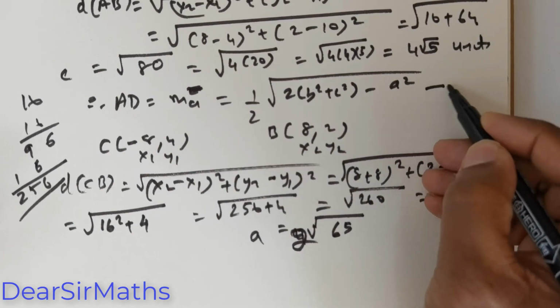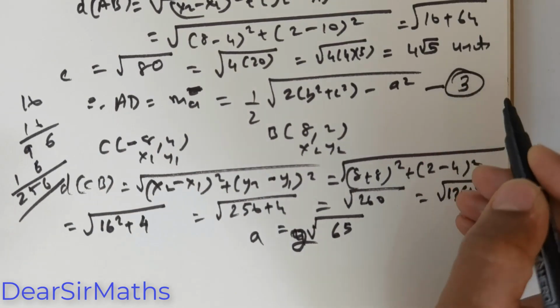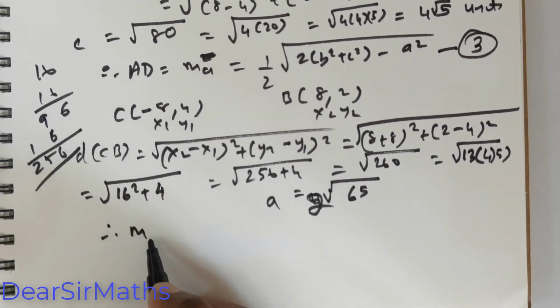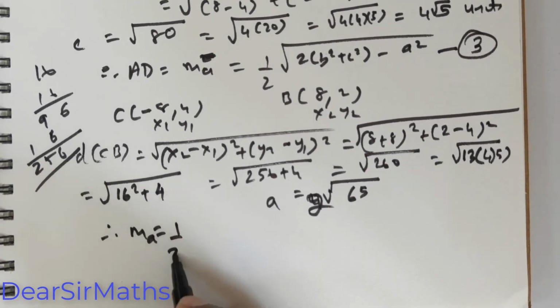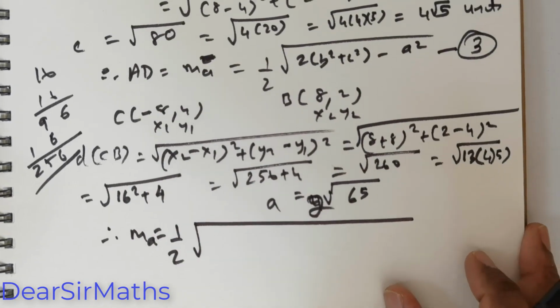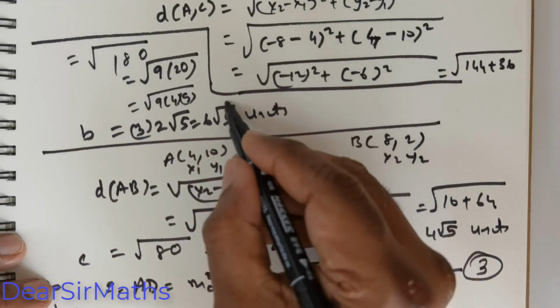So substitute it in the formula. What do you get? Therefore m_a is equal to 1 over 2 times the root of... I need to find my b squared. b is 6 times root 5.